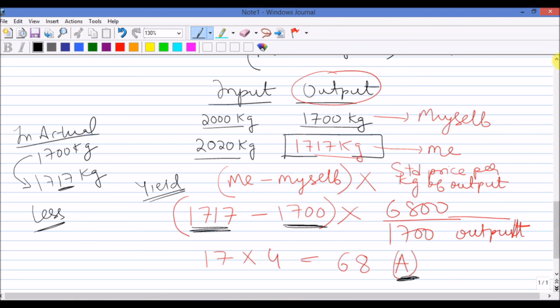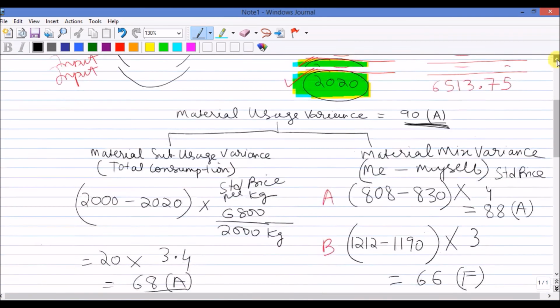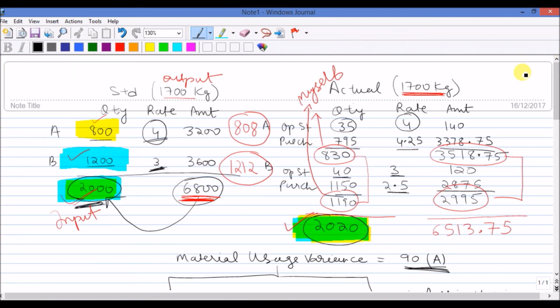I hope those who have gone through the sum and those who might be finding it difficult, just go through the lecture 1. This is the end of material cost variance.